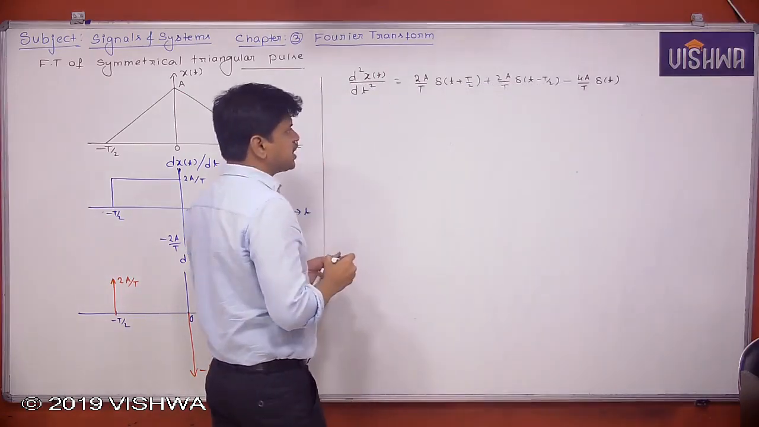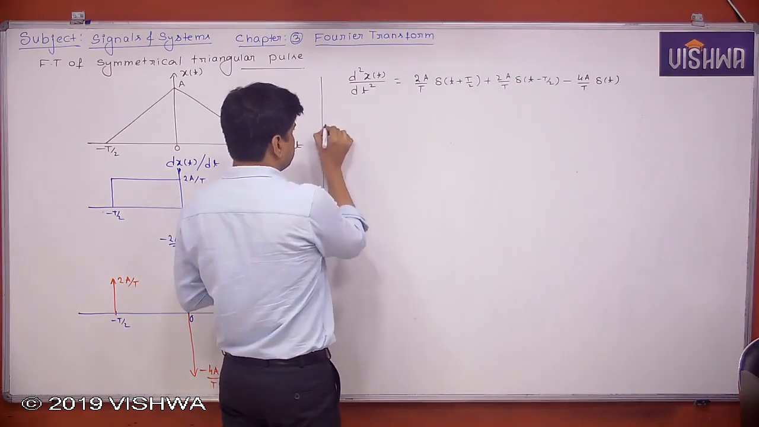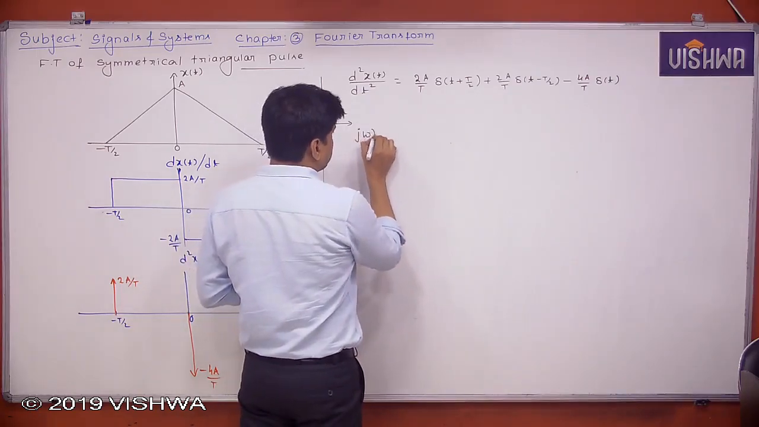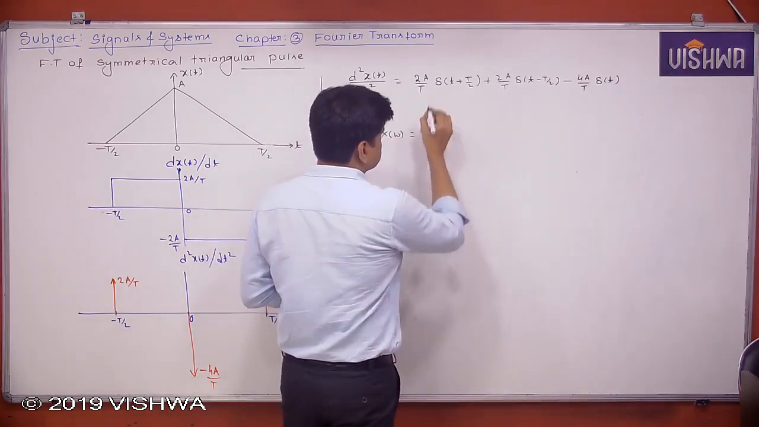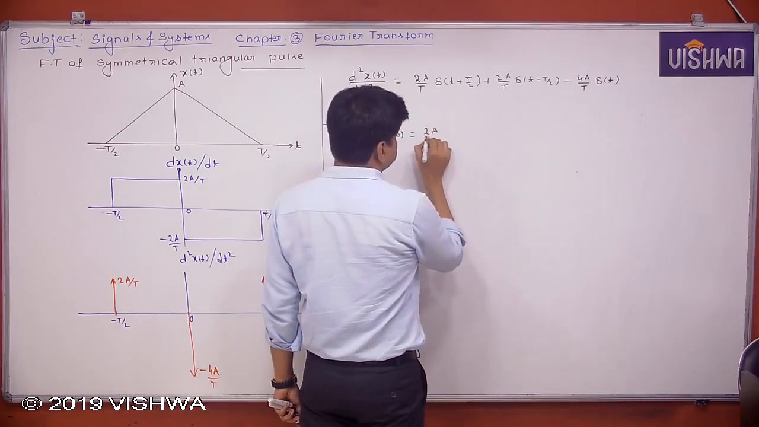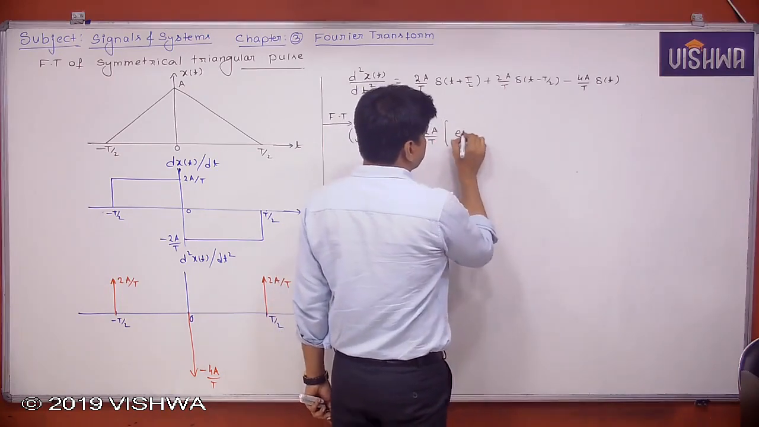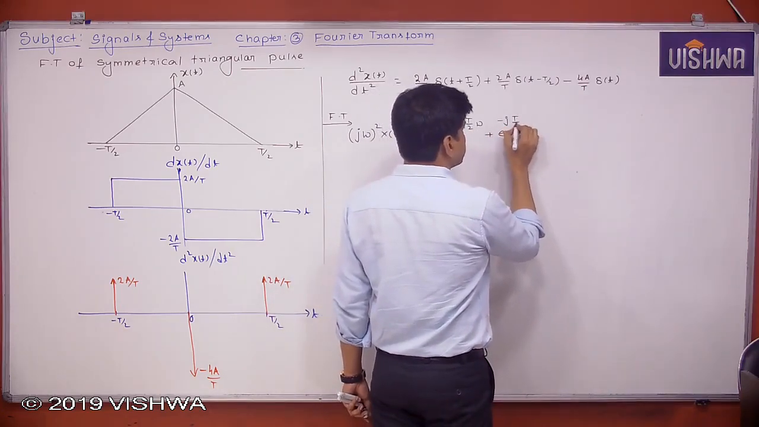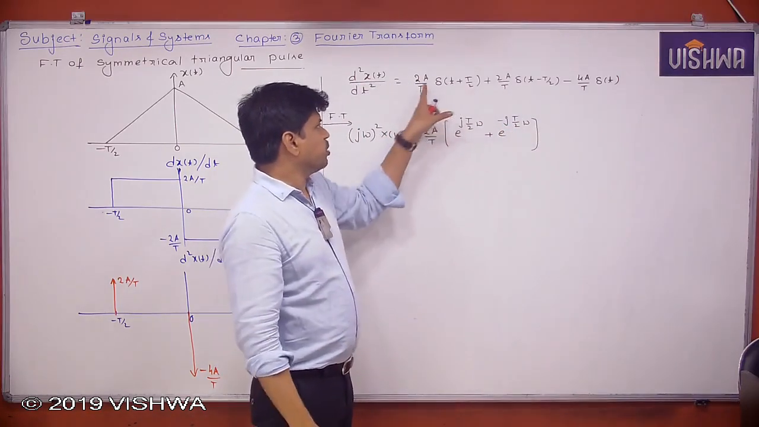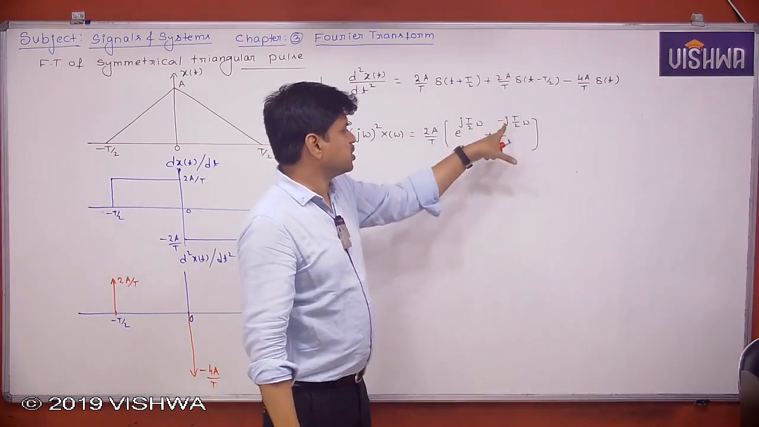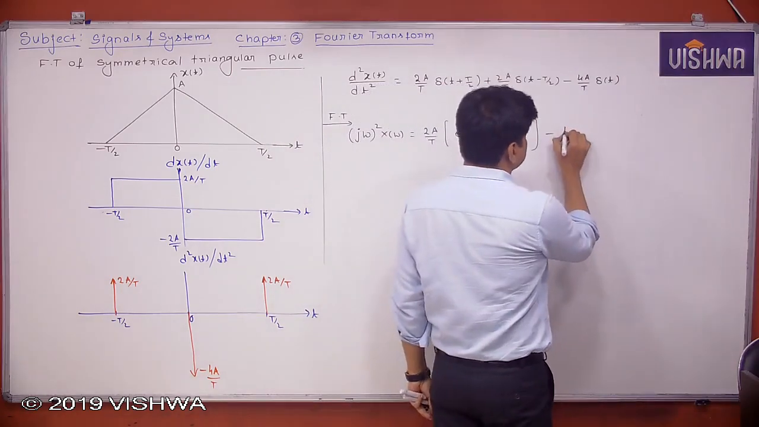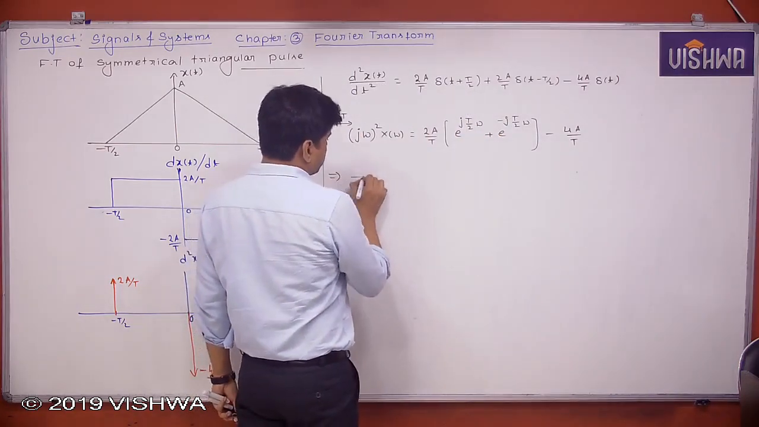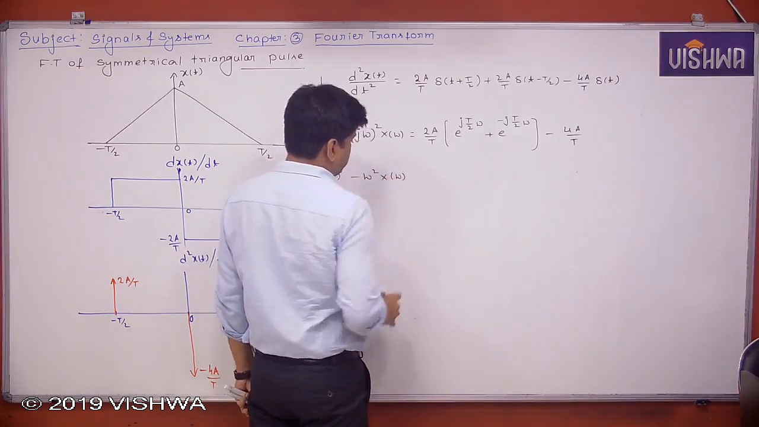If I take the Fourier transform on both sides, the Fourier transform of this is (j omega) whole square X of omega, equal to, taking 2A by T common, e power j T by 2 omega plus e power minus j T by 2 omega, minus 4A by T. That implies this is minus omega square X of omega.